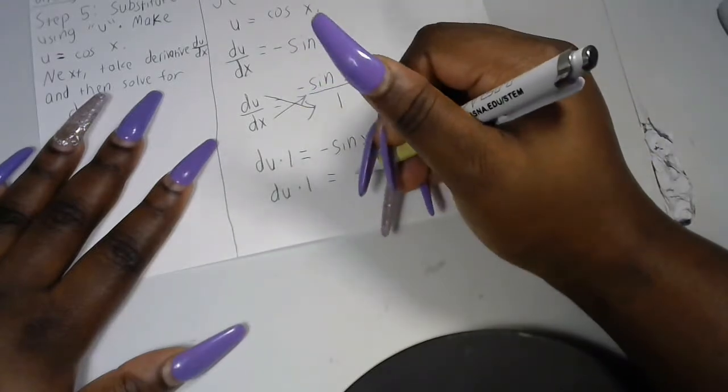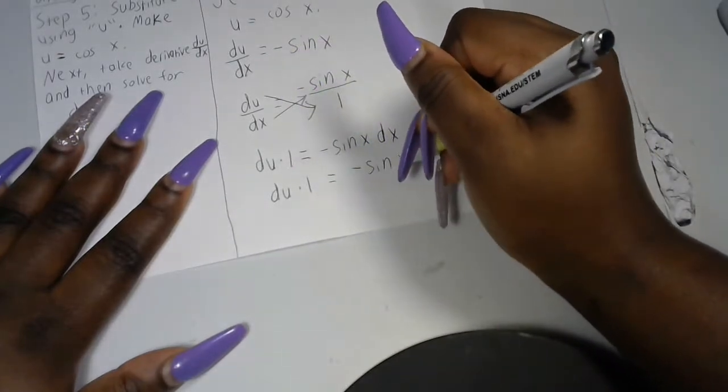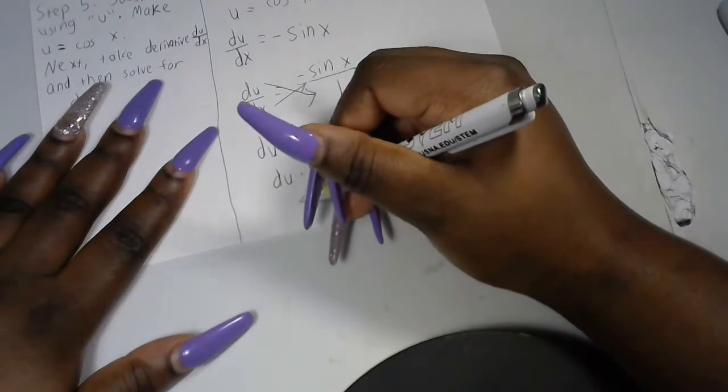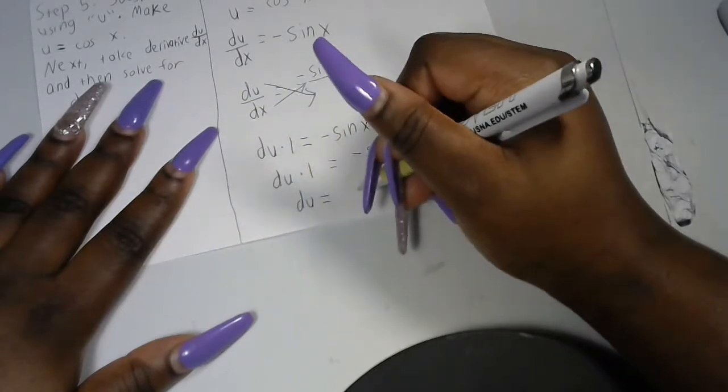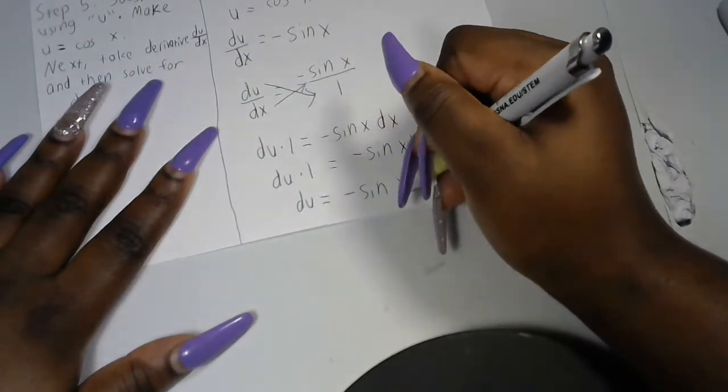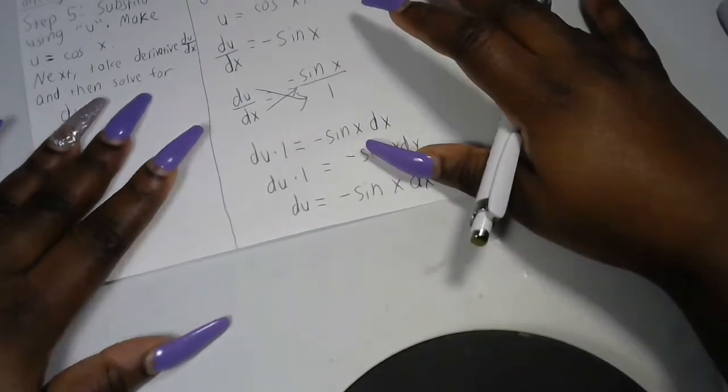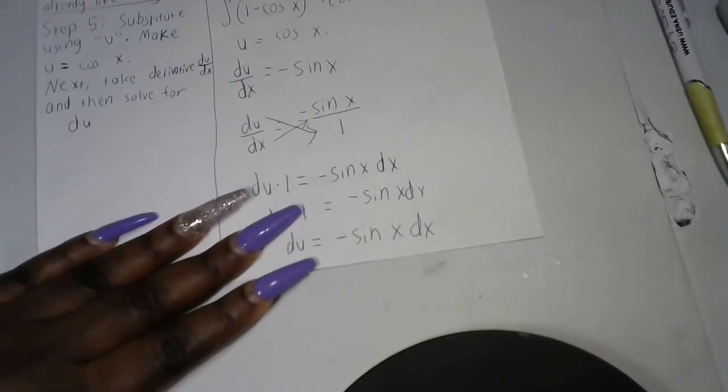Sorry. It's equal to negative sine x dx, but du is equal to negative sine x dx. Okay, so that's step 5. Let's go on to step 6. All right, so step 6.